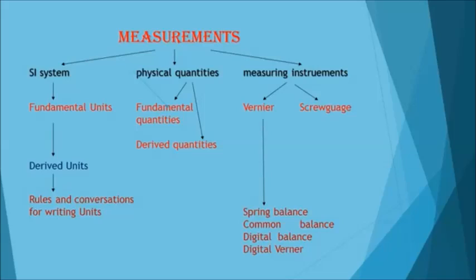Now let's see a flowchart which covers the full chapter. We have seen about the SI system, physical quantities, and measuring instruments. In the SI system, we have seen the fundamental quantity units, derived units and the rules. Physical quantities are of two types, fundamental quantities and derived quantities. Measuring instruments, we can measure by using vernier caliper or screw gauge. We have also seen spring balance, common balance, and digital balance.